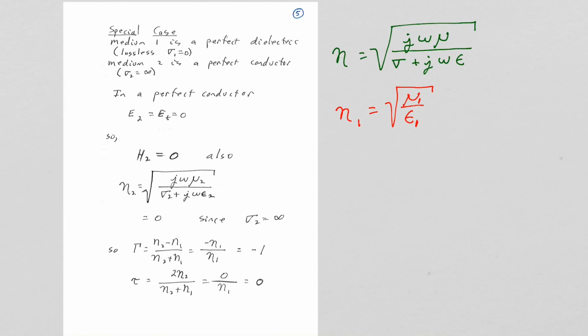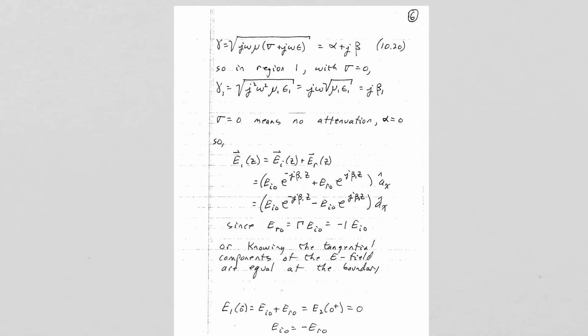Since there's no transmitted wave, the electric and magnetic fields in material 2 will be 0. Let's look at the electric and magnetic fields in material 1. If we put in our parameters for material 1 with sigma equal to 0, we see that the propagation constant is an imaginary number, so there is no attenuation constant. So we have the sum of our incident and reflected waves, and so our gamma becomes just j beta.